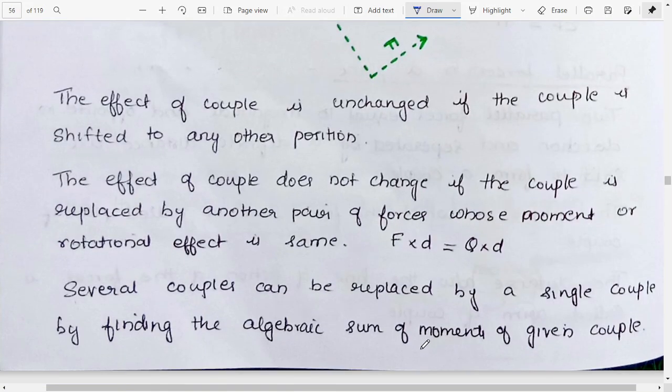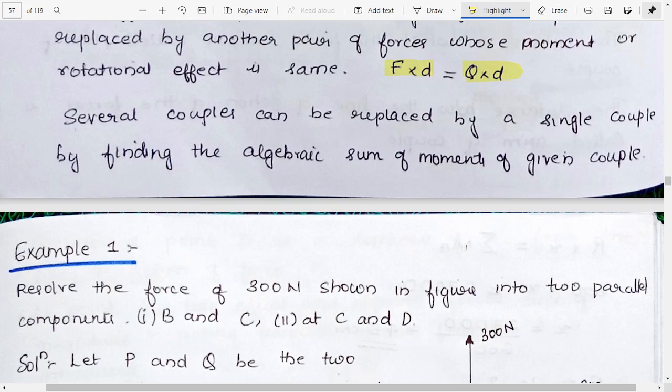The effect of a couple does not change if the couple is replaced by another pair of forces whose moment or rotational effect is the same. Saying that the couple can be changed to a pair of forces whose moment is the same, or rotational effect is the same. We can just name it like that. Several couples can be replaced by a single couple by finding the algebraic sum of moments of the given couples.